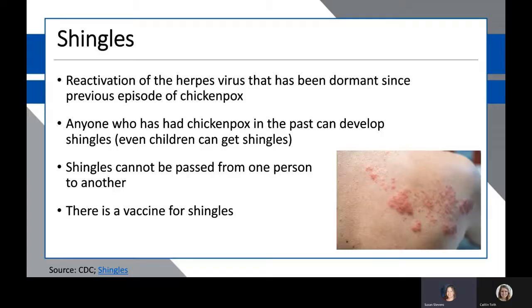Shingles, reactivation of the herpes virus that has been dormant since a previous episode of chickenpox. So that means if somebody had chickenpox earlier in life, they might be likely to get shingles. That doesn't mean everyone will get it, but there's a risk that you could. Anyone who had chickenpox in the past can develop it, and even children can get shingles. Now, shingles cannot be passed from one person to another, but there is a vaccine for shingles.